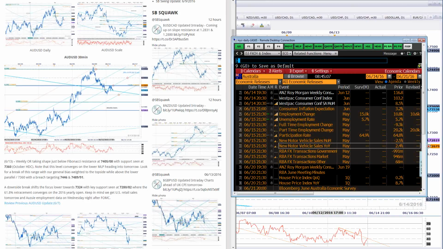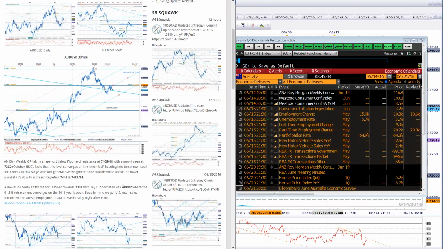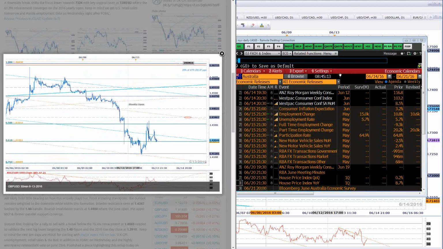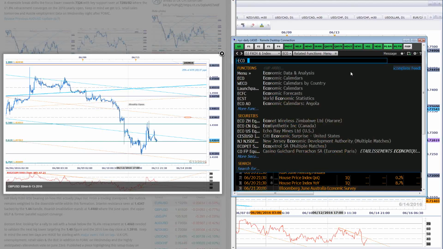So that is Aussie dollar. Next up on tap was the British pound. And here's what the pound's looking like. Again, suffering a little bit from last night's poor read on CPI, or earlier this morning, I should say.